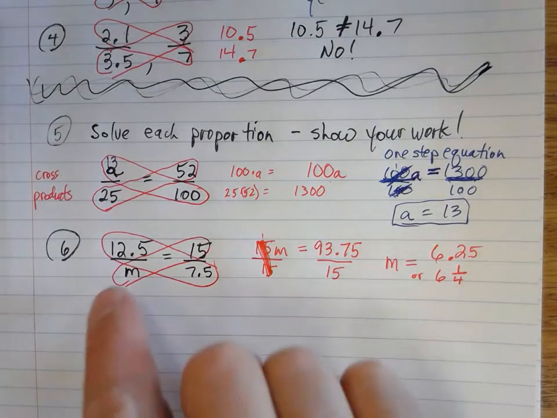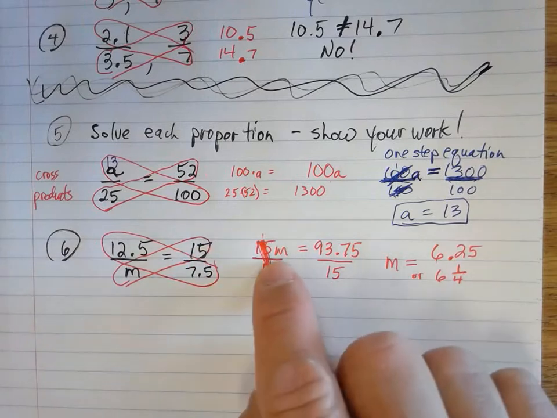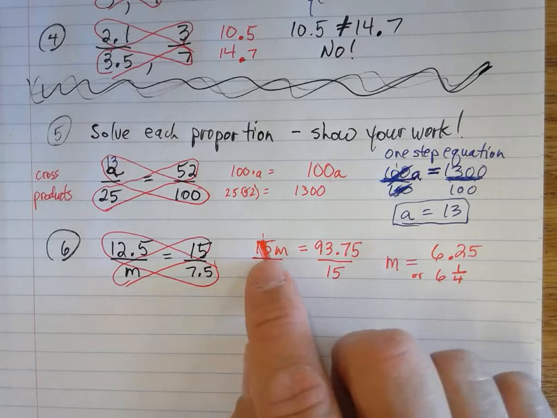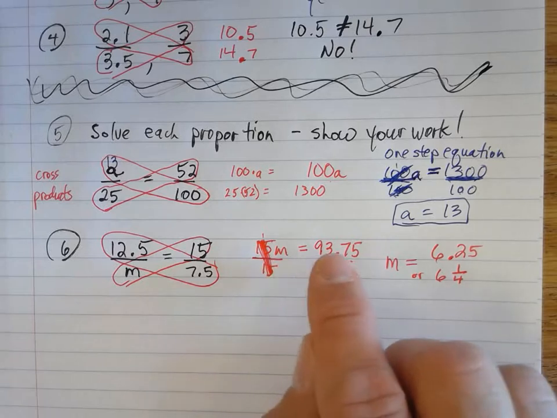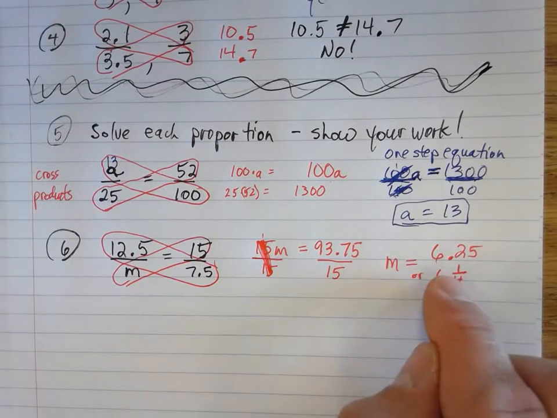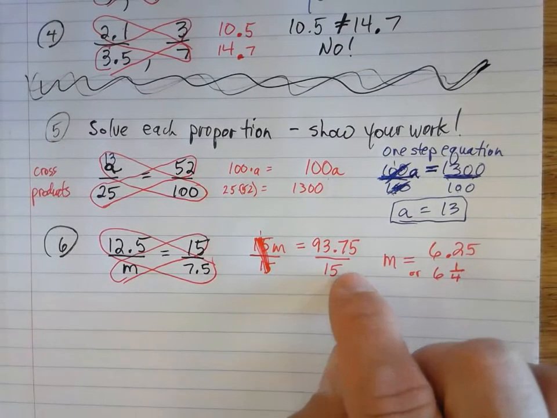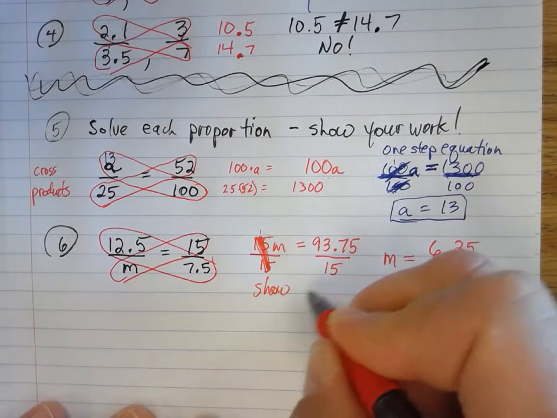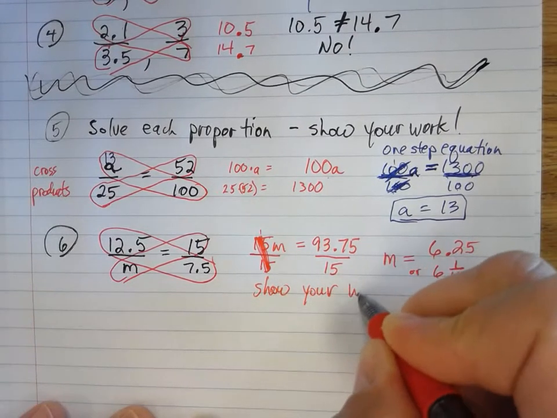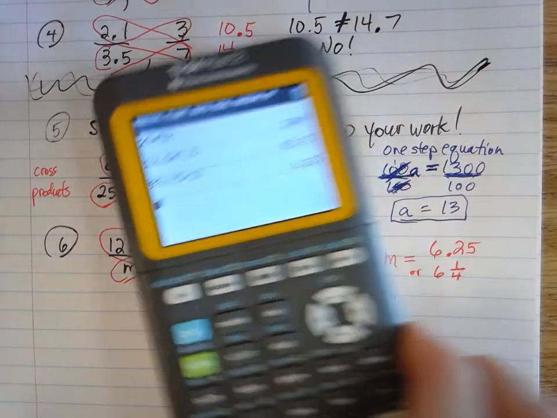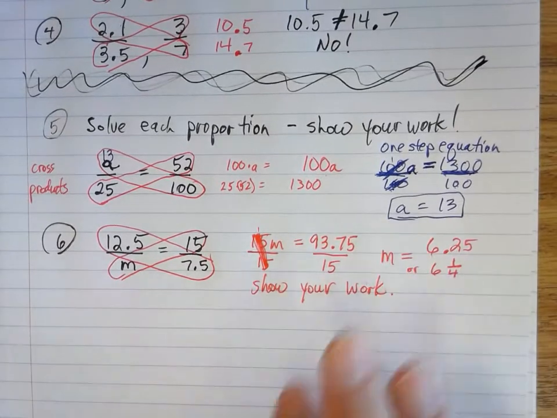Okie doke. So again, get your cross products. In this case, we divided by 15 on both sides because 15 is the number that's with the variable. You always want to divide by that number because you want to cancel that out. And then 93 and 75 hundredths divided by 15 gives you 6 and 25 hundredths, or you could write it as 6 1/4. Same thing either way. Show your work. Okay? Y'all saw me, I'm using the calculator. Right here it is. But I'm still showing my work right here.